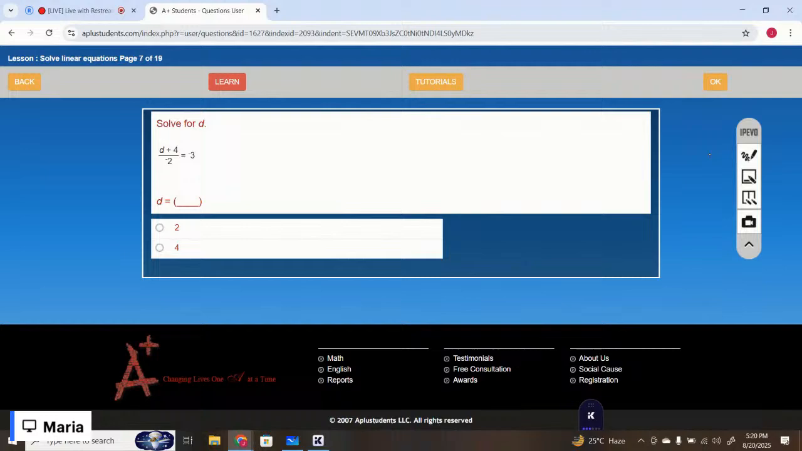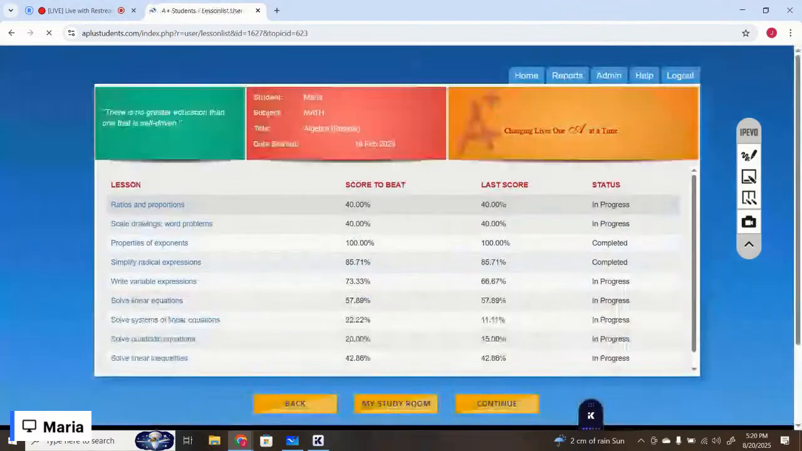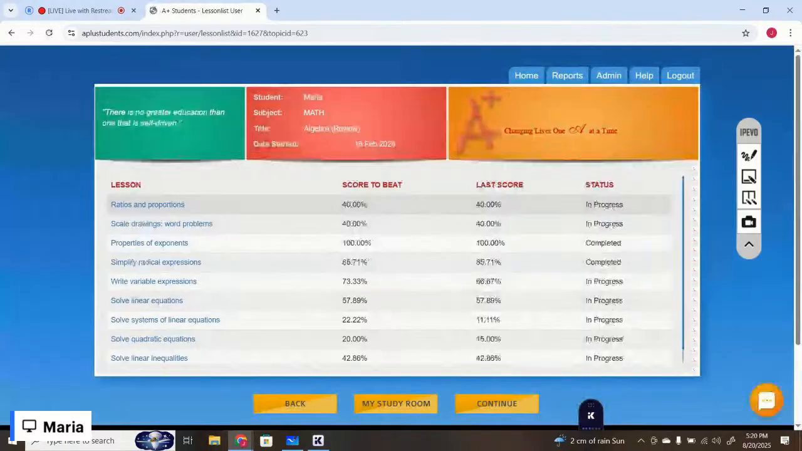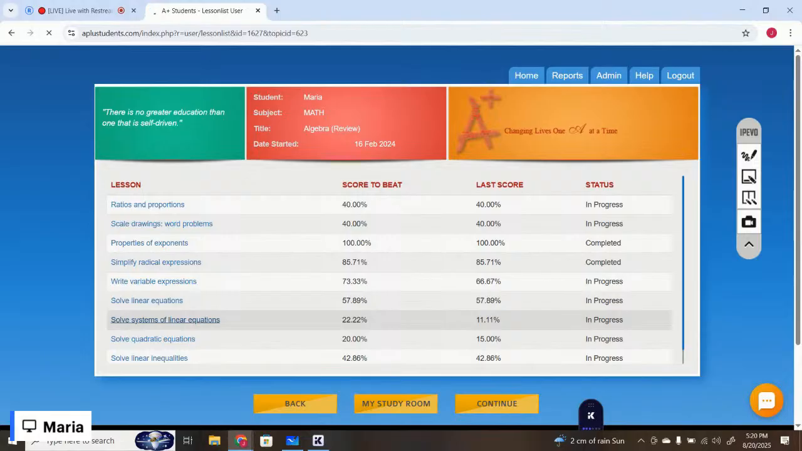Okay, you can complete the lesson by yourself later today. Let me just move on to the next lesson. The next lesson is solve system of linear equations.